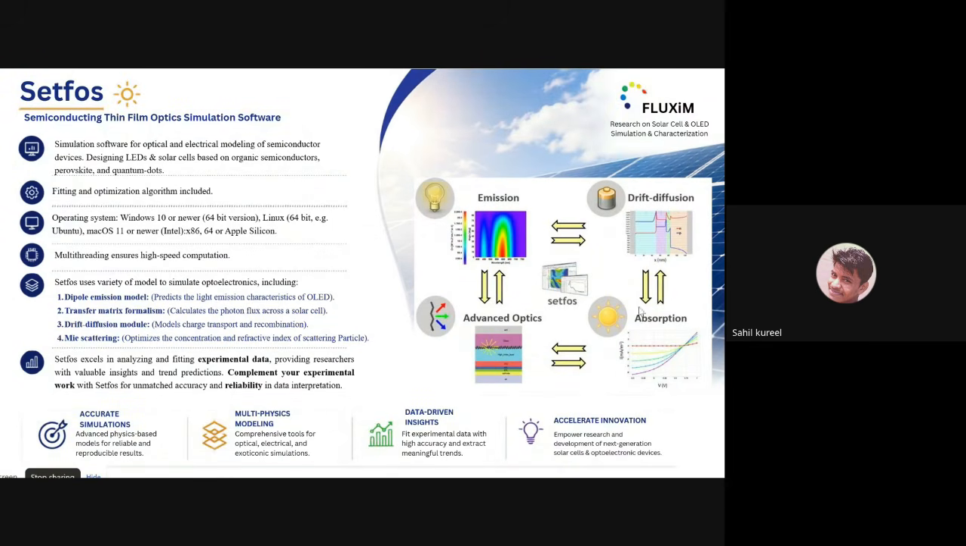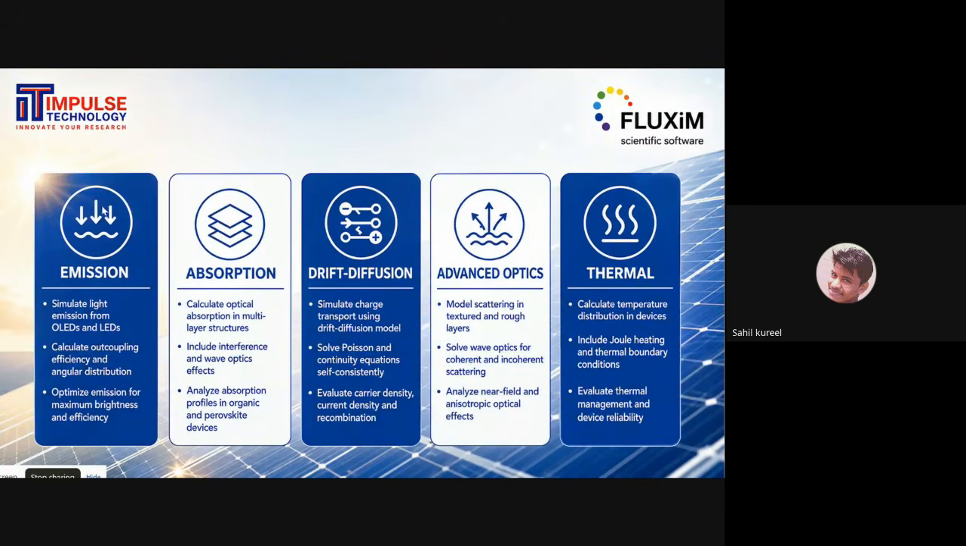And you can see here some of the emissions, drift diffusion, absorption, and advanced optics. But SETFOS is divided into 5 modules. If you want to work only on solar cells or OLED thermal properties, you can use different modules according to your choice.